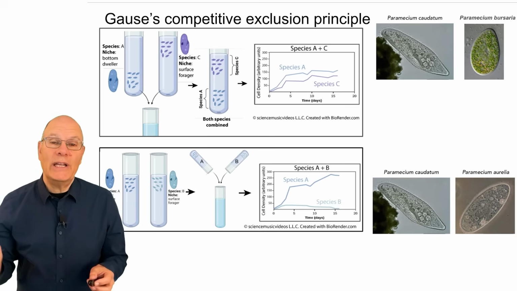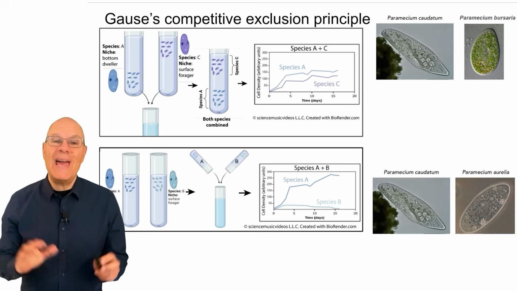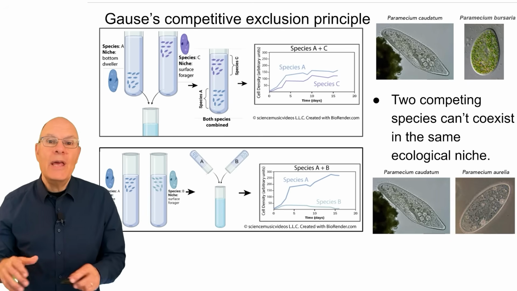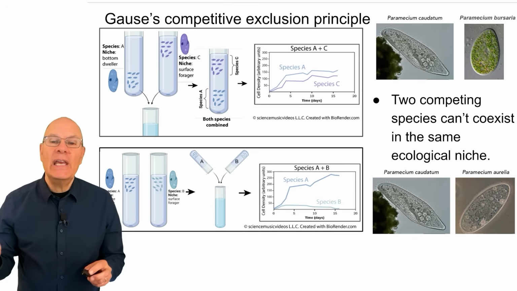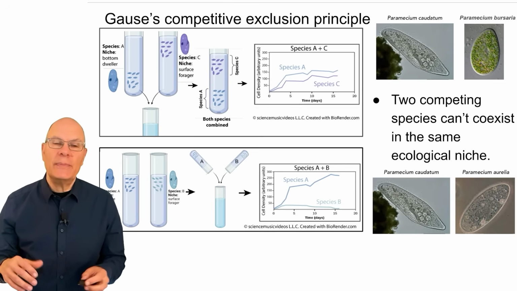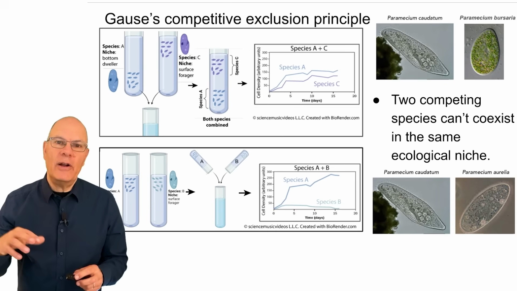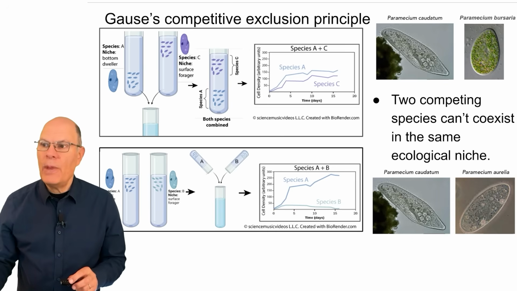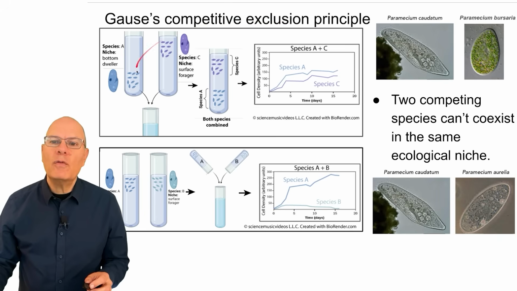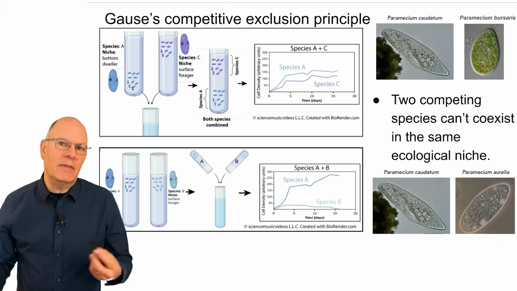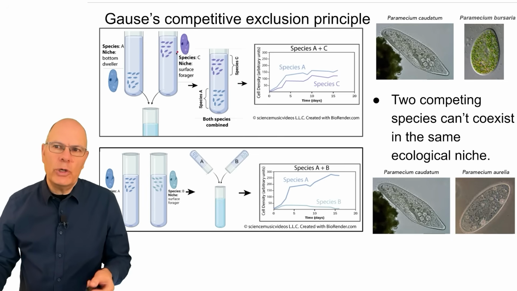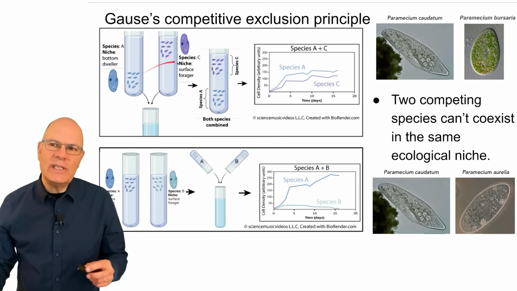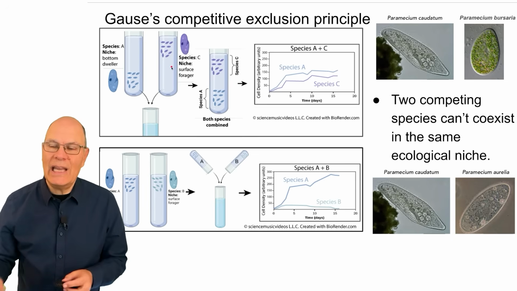An important idea related to competition is Gauss's competitive exclusion principle. This principle states that two competing species can't coexist in the same ecological niche. Gauss did experiments with various species of paramecia. So here are two species of paramecia, one of which lives on the bottom of lakes and ponds, that's their natural habitat, and the other is a surface forager, so it swims up higher. And you can see that by the position they would take in a test tube.